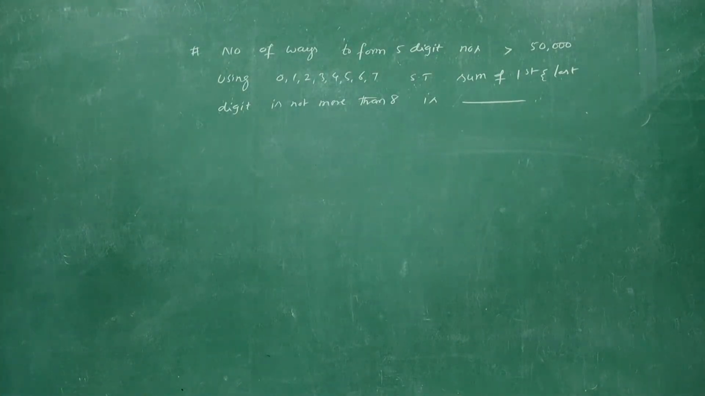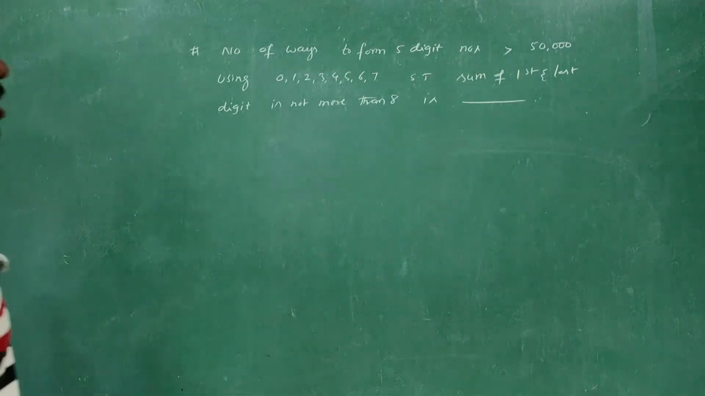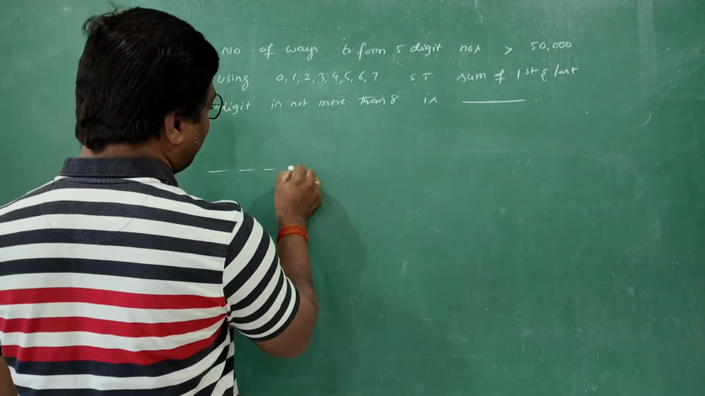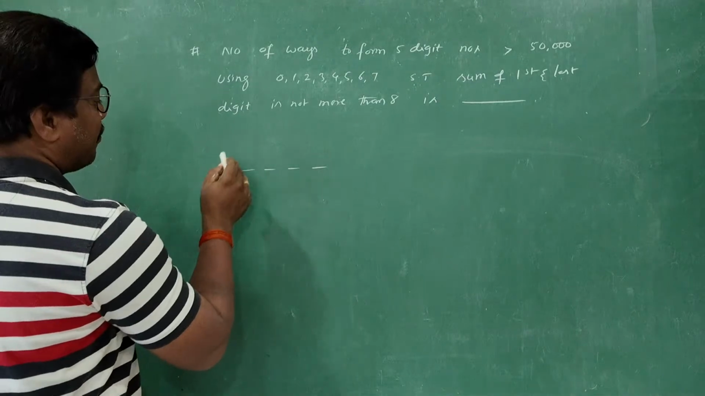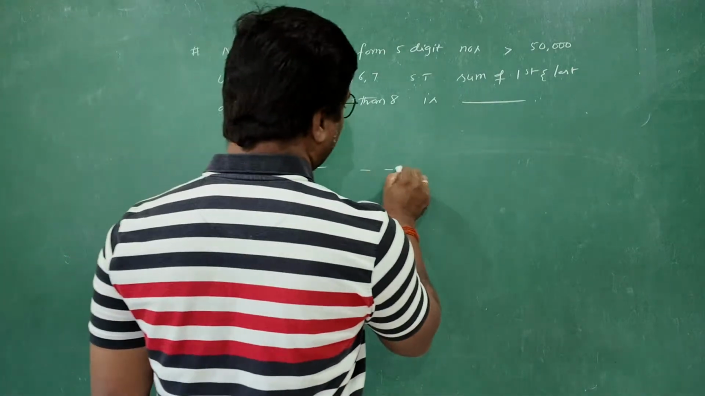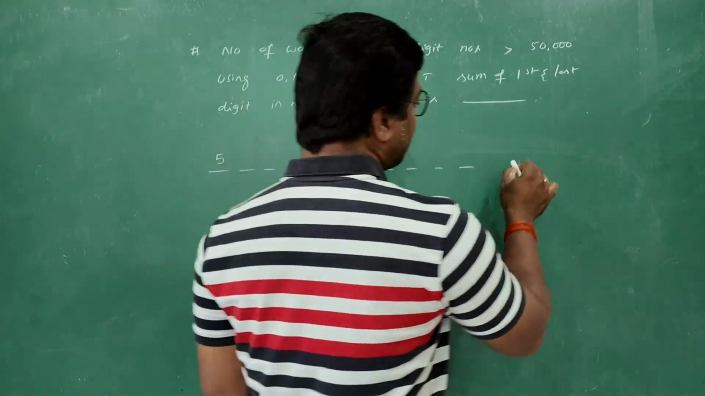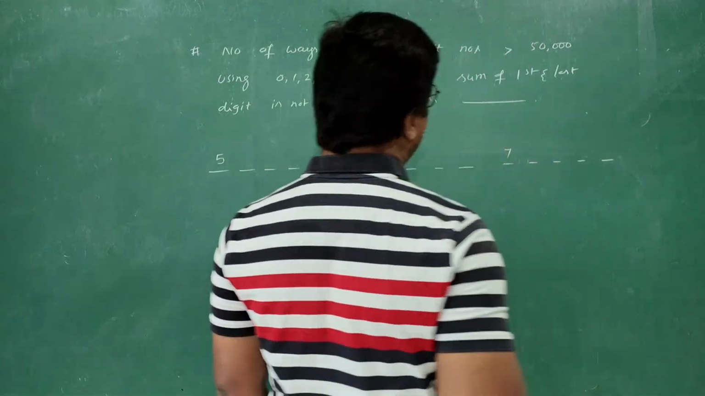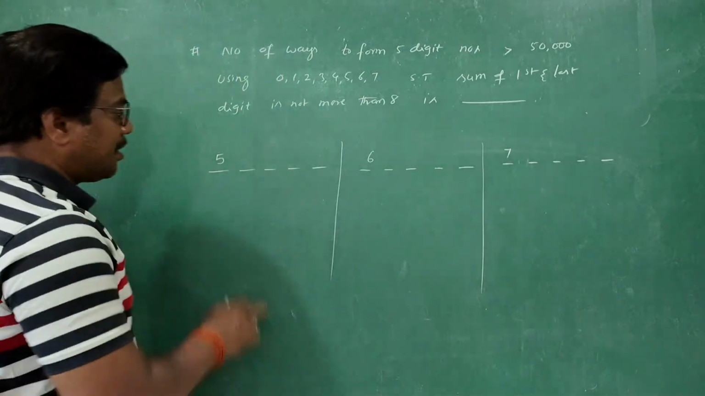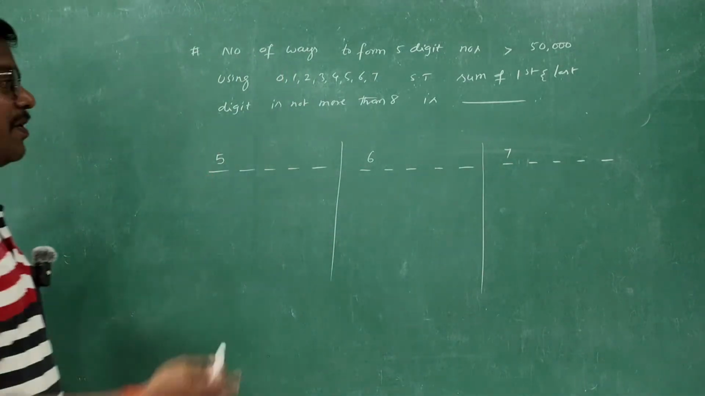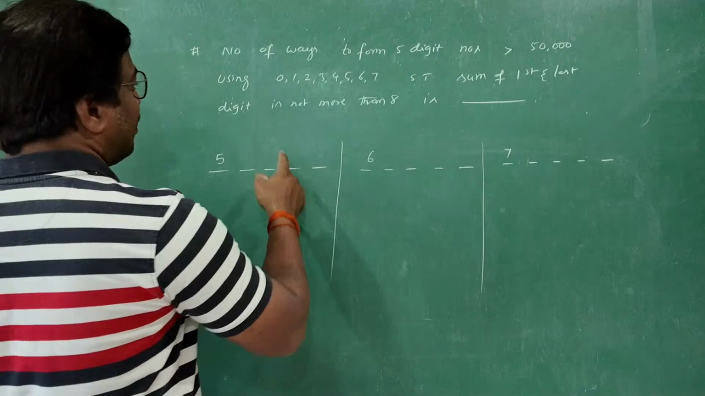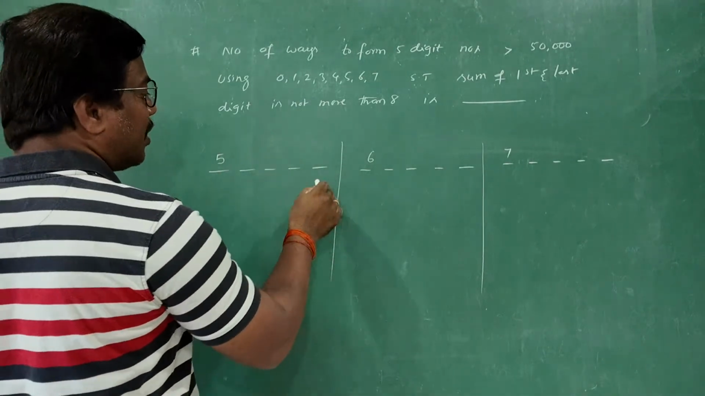Yes. You need to find 5-digit numbers which are more than 50,000. Greater than 50,000 means in the first place it is 5, 6 or 7. There are 3 cases, right? First place may be filled with 5, 6 or 7. Next, given that the sum of first and last digits is not more than 8.